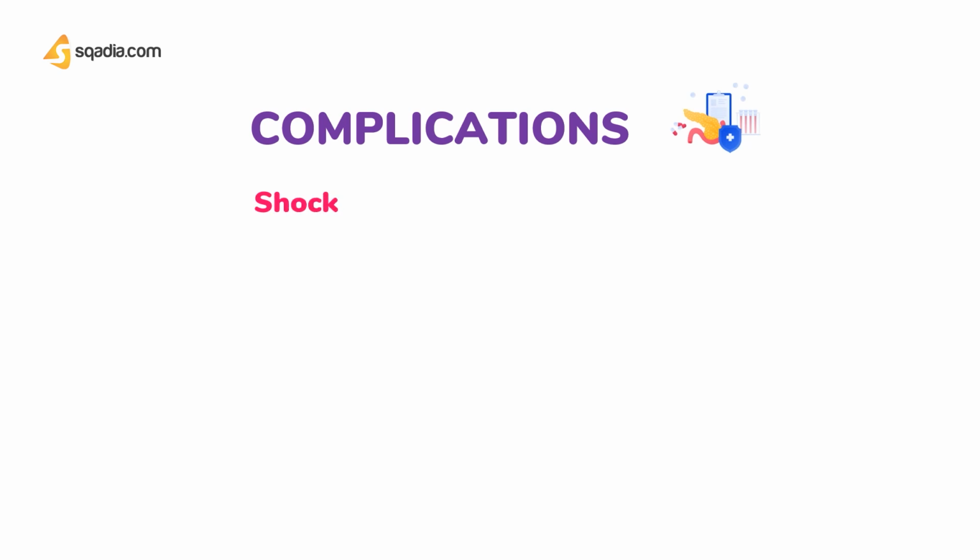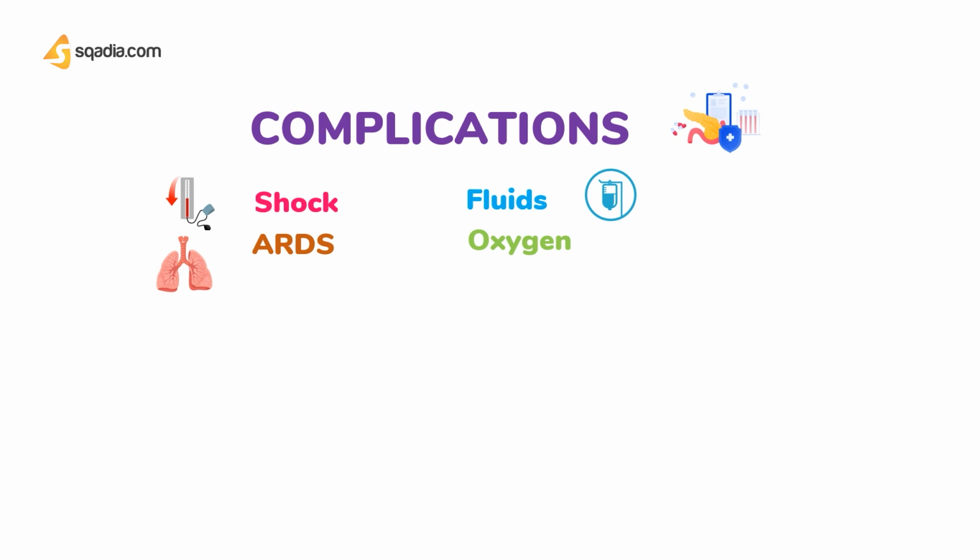First is shock, that the patient can go into shock. The patient can have hypotension because there is volume depletion, the blood pressure can go down. So for that purpose, you have to give fluids. You have to keep an eye and give fluids so that the blood pressure is restored. Then, if the patient is presenting with acute respiratory distress syndrome, then you will provide oxygen and it may require patient admission to ICU even.